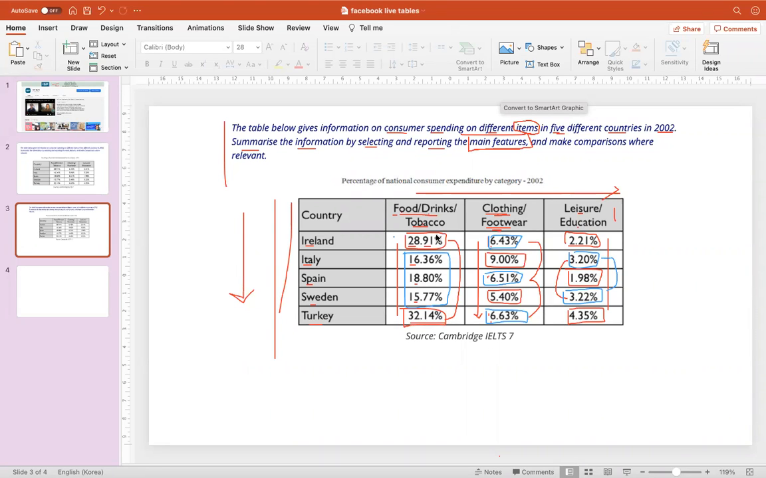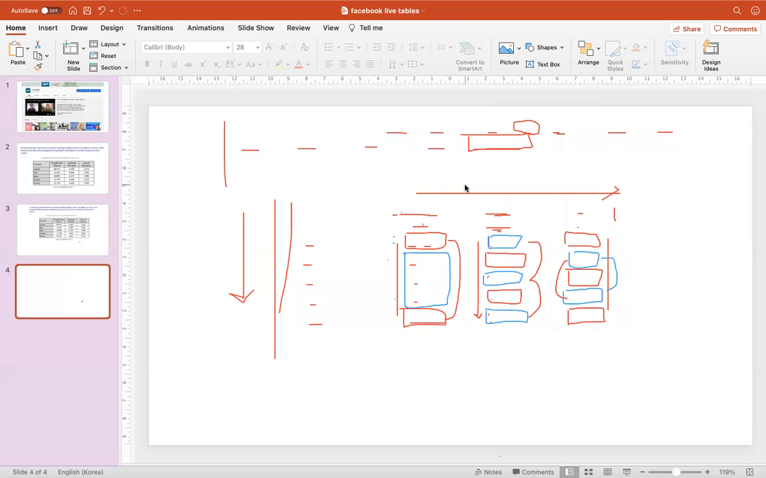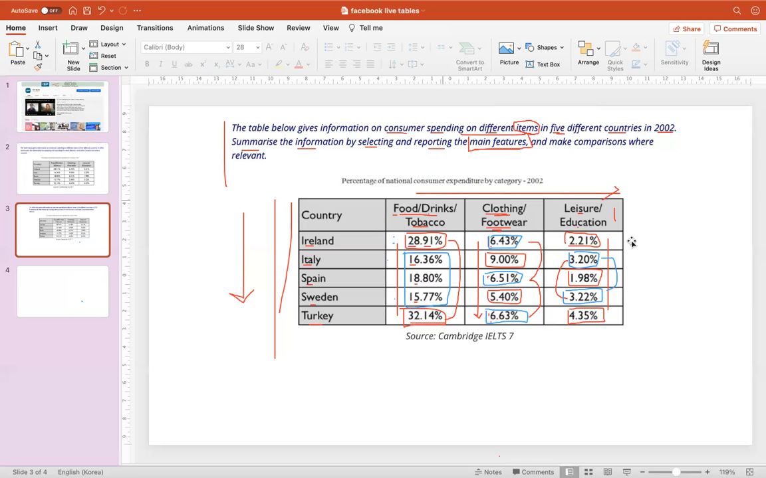Because like I said, you don't have time to talk about each number individually, one by one in the test. There is no time, there is no space. You have to sometimes group things together in that way. Okay, guys, is that clear? Any questions?